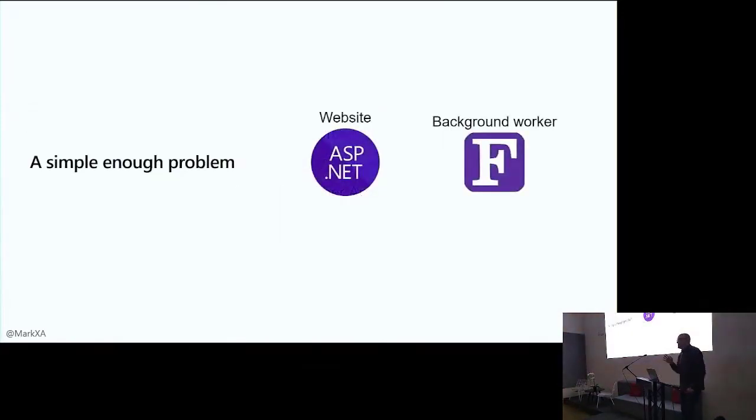So basically, we've got a simple problem here. I've got a system. It's got an ASP.NET website, just a normal website, nothing fancy about it, just an MVC API and a bit of HTML and JavaScript in it. And what that has behind it is a background worker process. Now, in our case, that is actually written in Fortran. I chose Fortran because it proves that you can do this with anything.